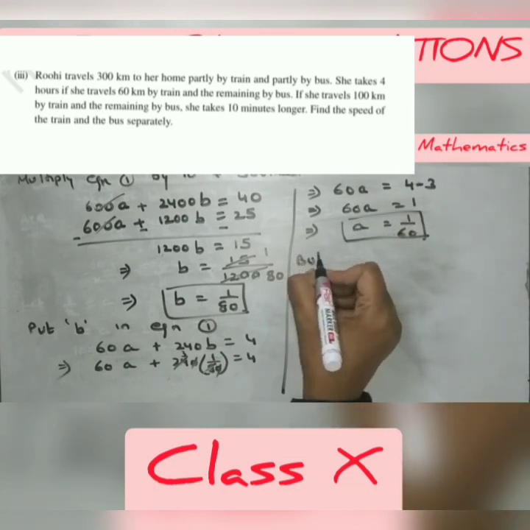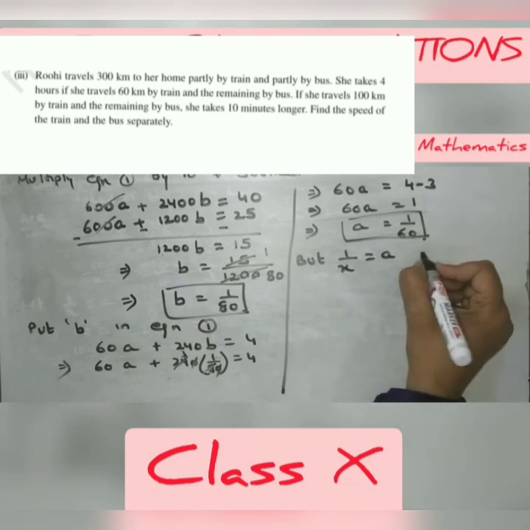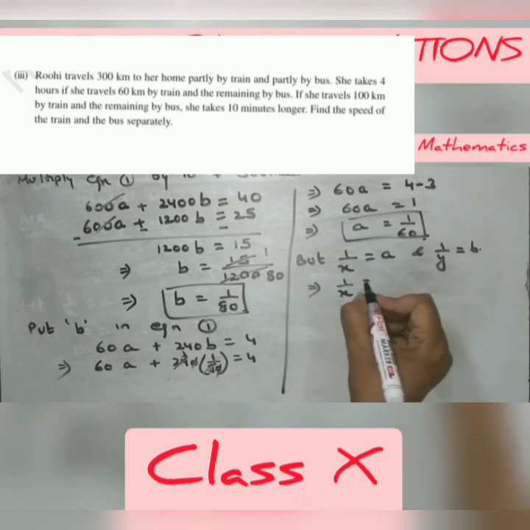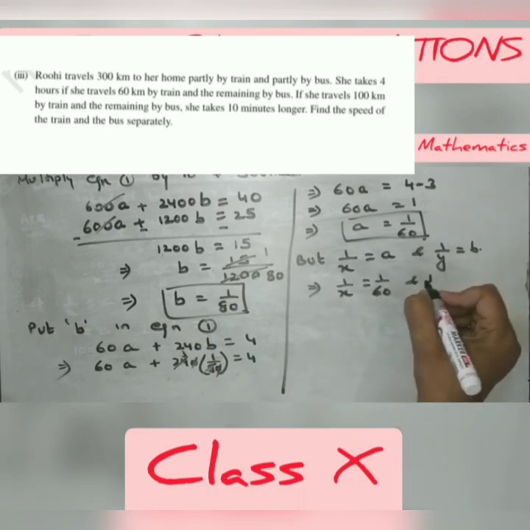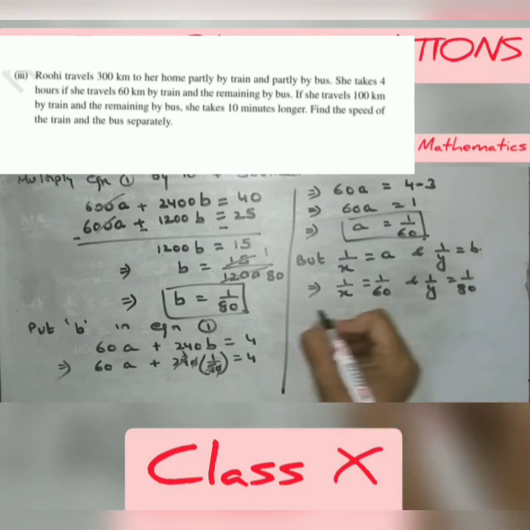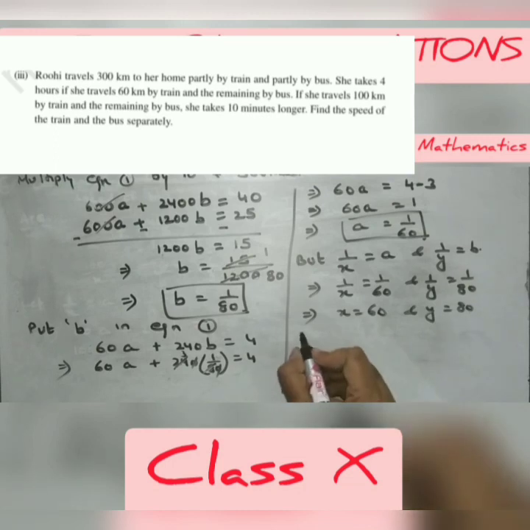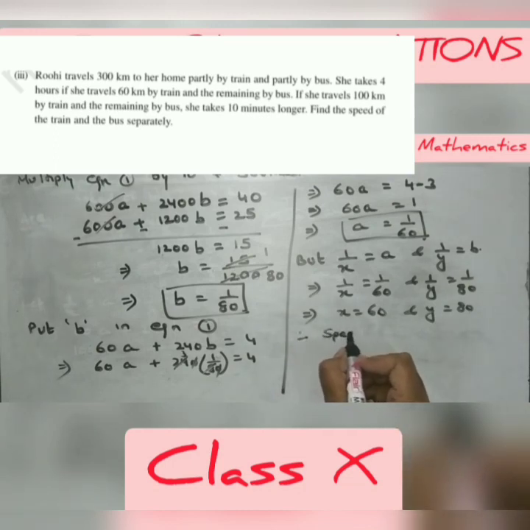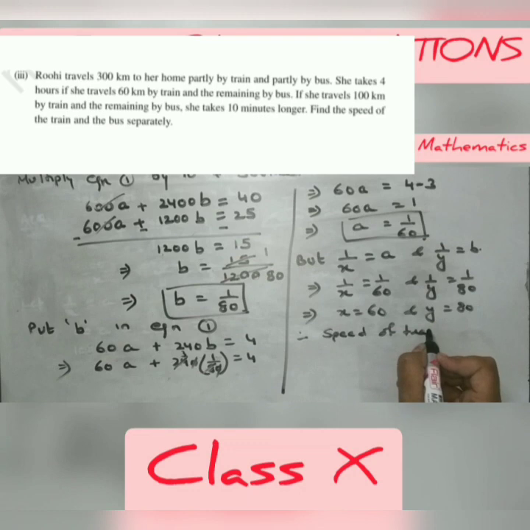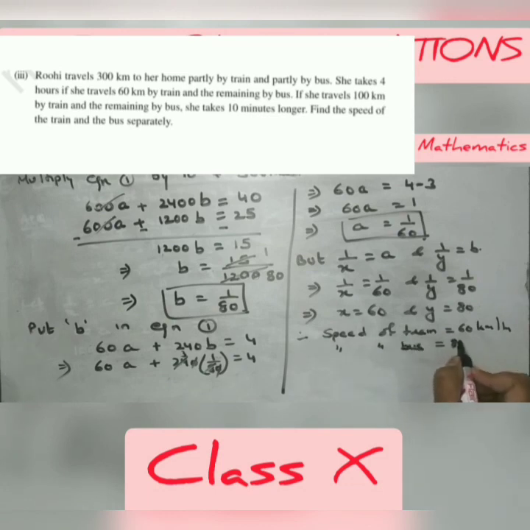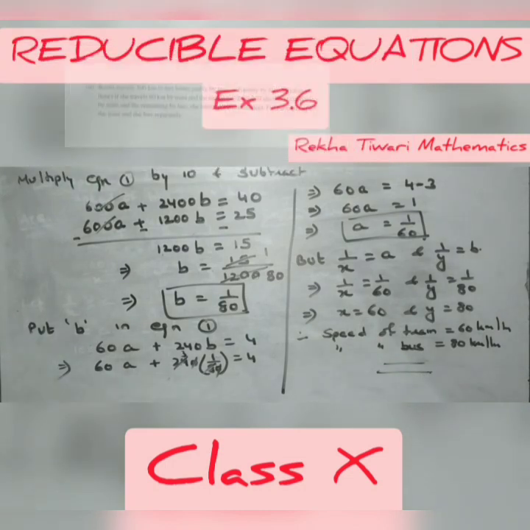But you have assumed 1 by x is equal to a and 1 by y is equal to b. So this implies 1 by x is equal to 1 by 60 and 1 by y is equal to 1 by 80, which implies x is 60 and y is 80. Therefore, speed of train is equal to 60 km per hour and speed of bus is equal to 80 km per hour. This is our exercise 3.6.